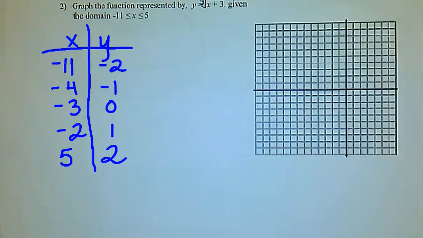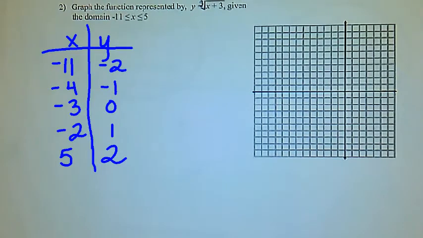All right, and if you notice, make sure you count. The graph is not a 10 by 10 like we normally have, so it does have room for -11.